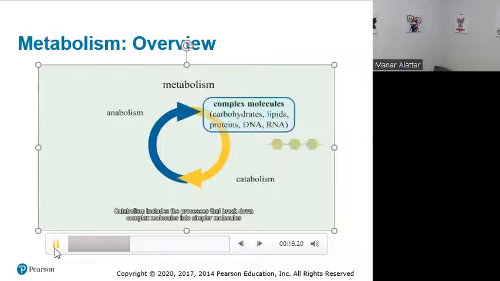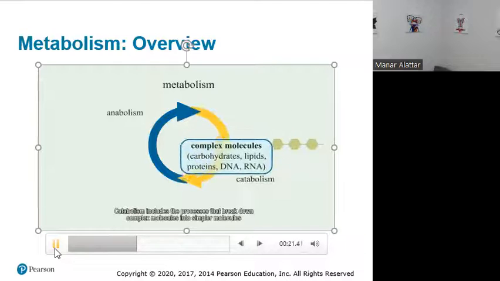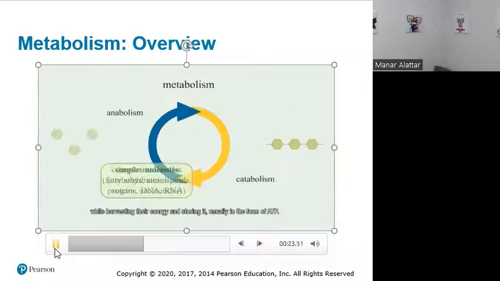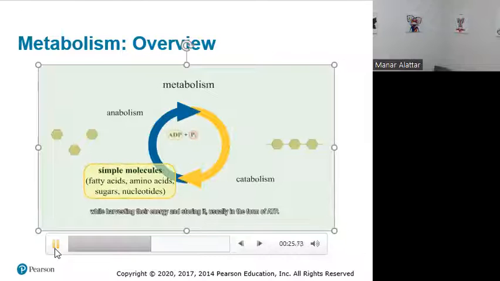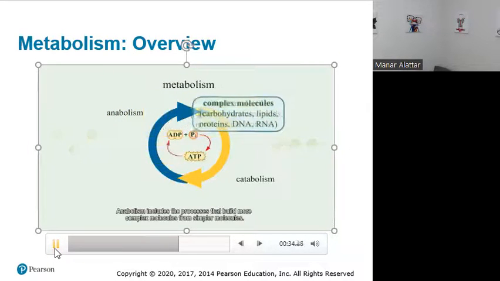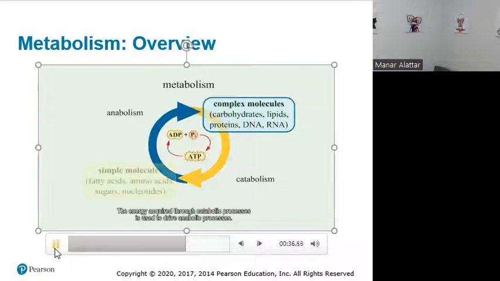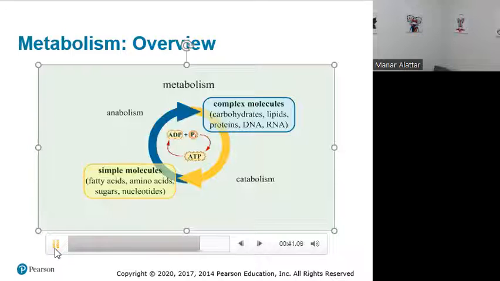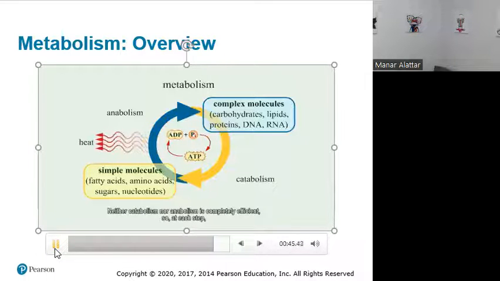Catabolism includes the processes that break down complex molecules into simpler molecules while harvesting their energy and storing it, usually in the form of ATP. Anabolism includes the processes that build more complex molecules from simpler molecules. The energy acquired through catabolic processes is used to drive anabolic processes. Neither catabolism nor anabolism is completely efficient, so at each step, some of the available energy is lost into the environment as heat.